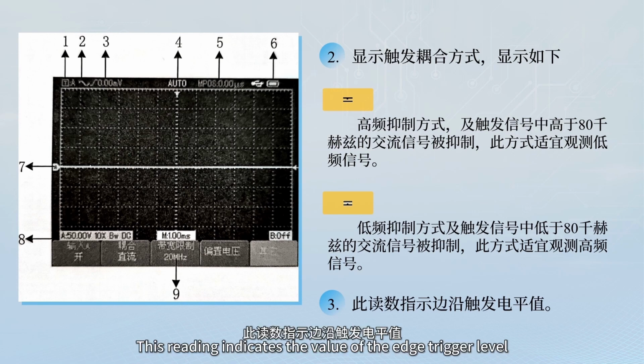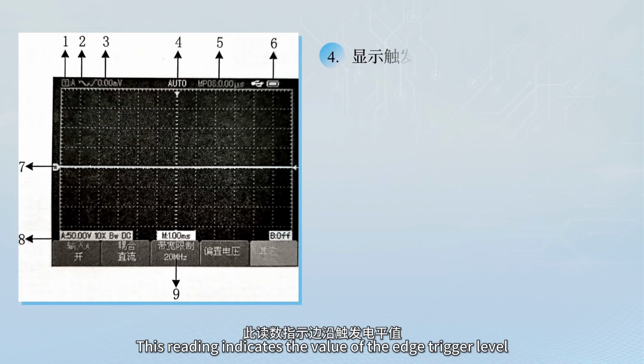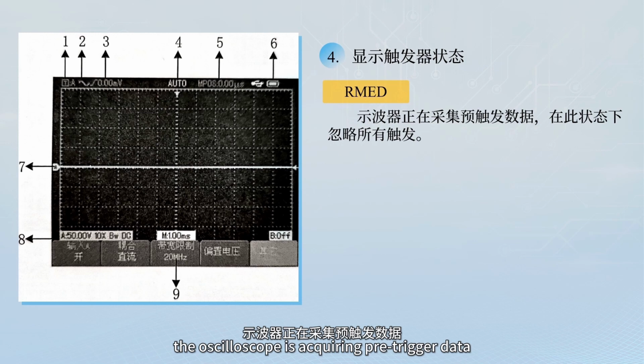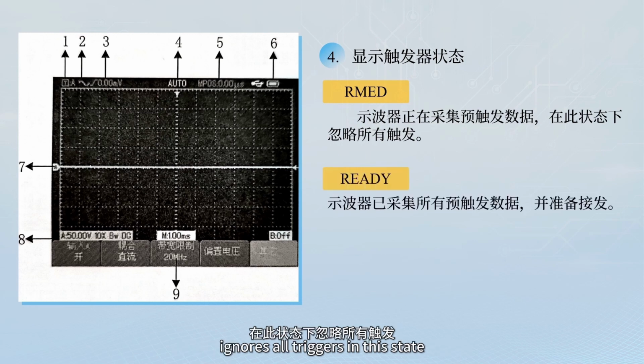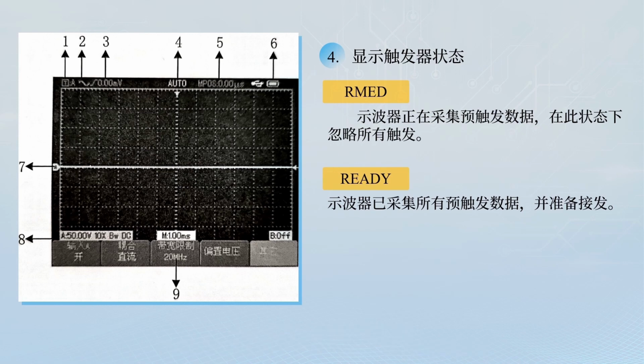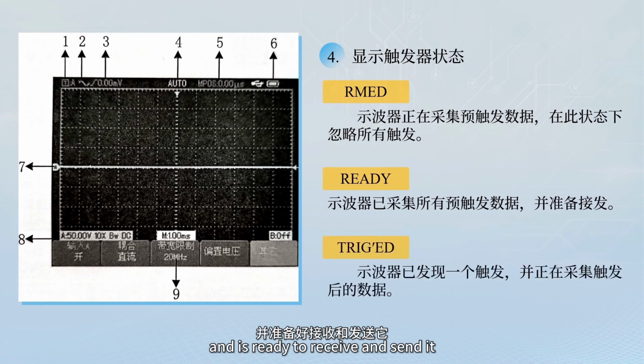Thirdly, this reading indicates the value of the edge trigger level. Fourth, display the status of triggers. It is shown as follows. This flag indicates that the oscilloscope is acquiring pre-trigger data. Ignores all triggers in this state. This symbol indicates that the oscilloscope has captured all pre-trigger data and is ready to receive and send it.